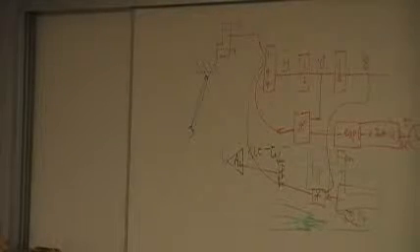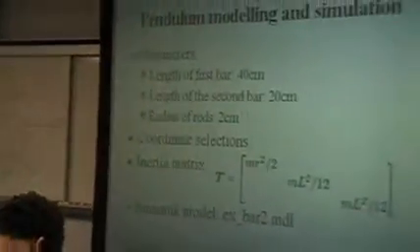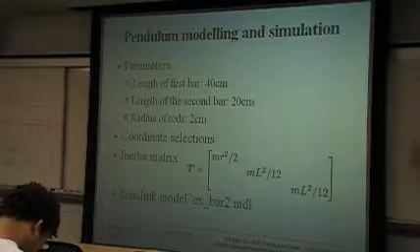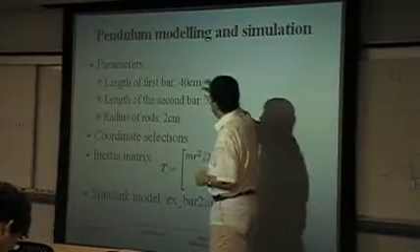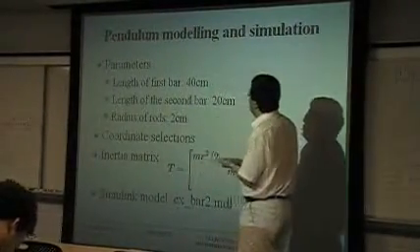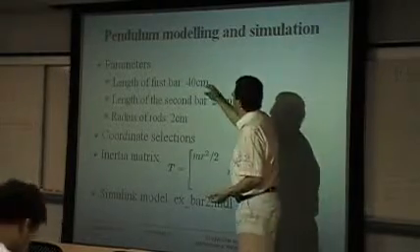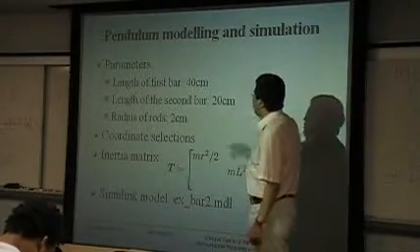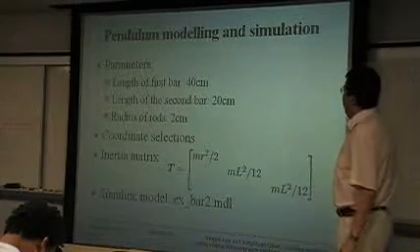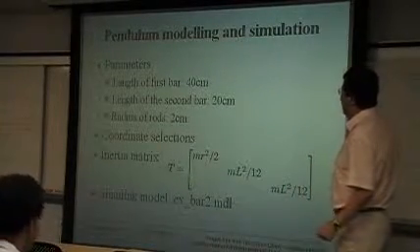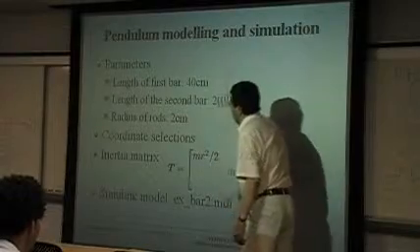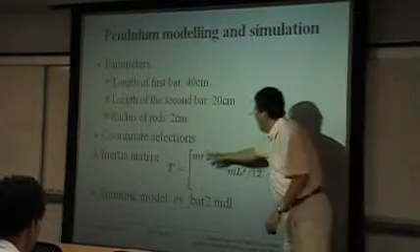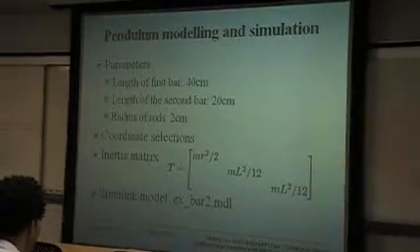So before introducing the system modeling, I have to have this kind of knowledge at hand. The parameters in the system: we have the bar length. One is 40 centimeters, the other one is 20 centimeters. And another important thing is the inertia matrix, which can be calculated in the formula.